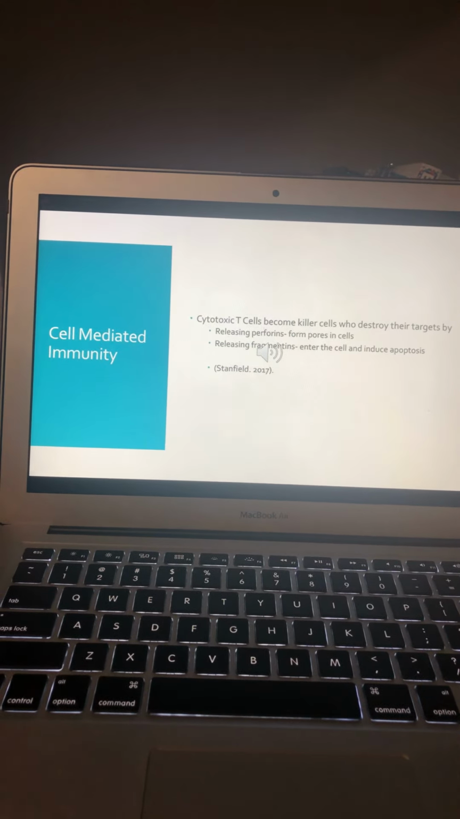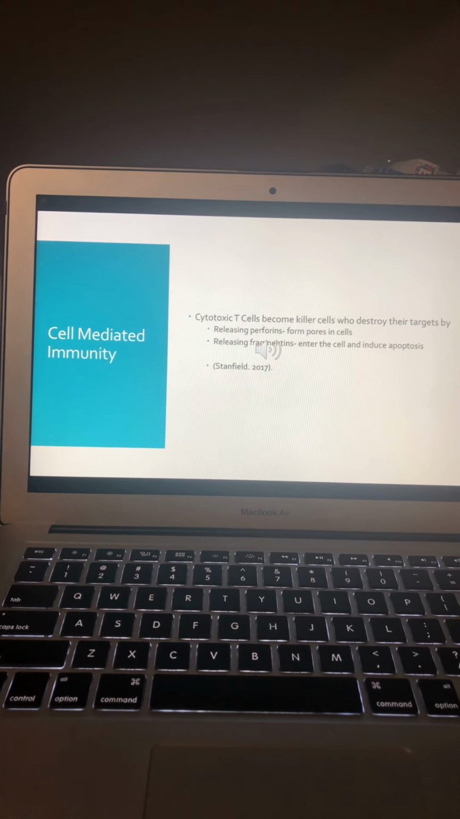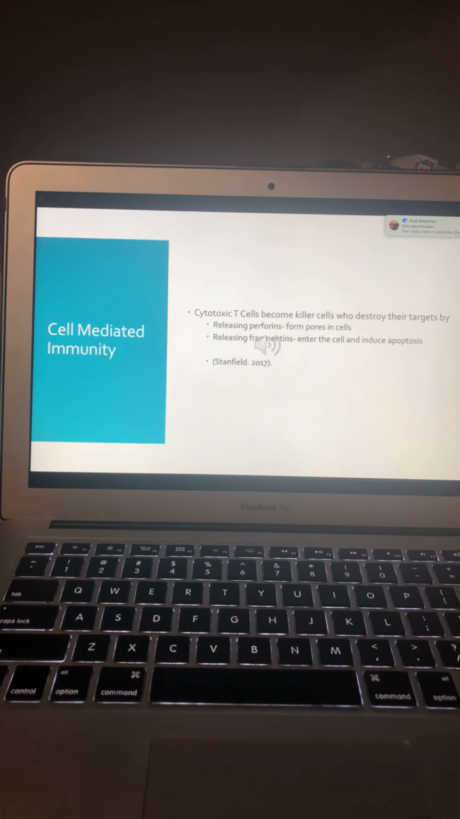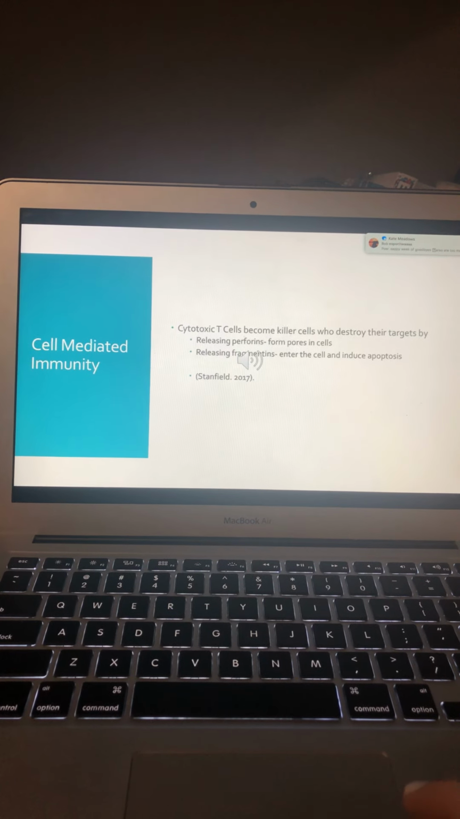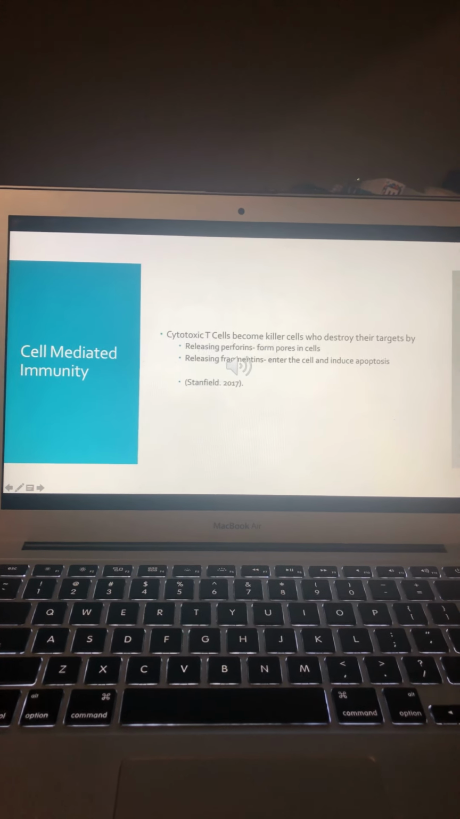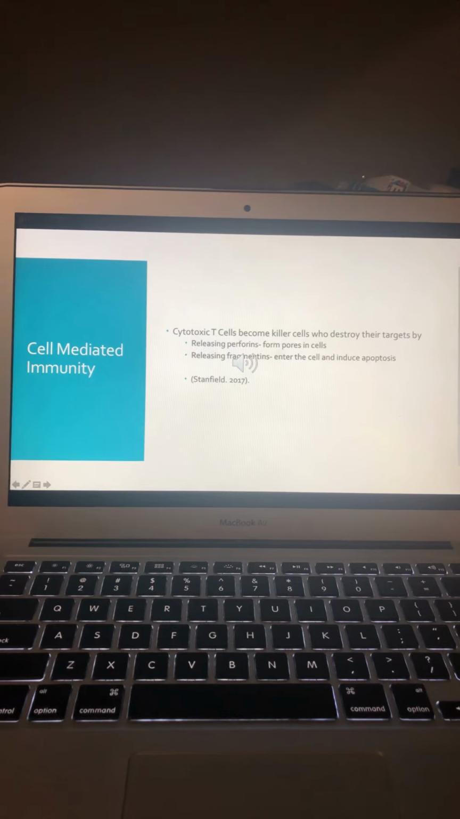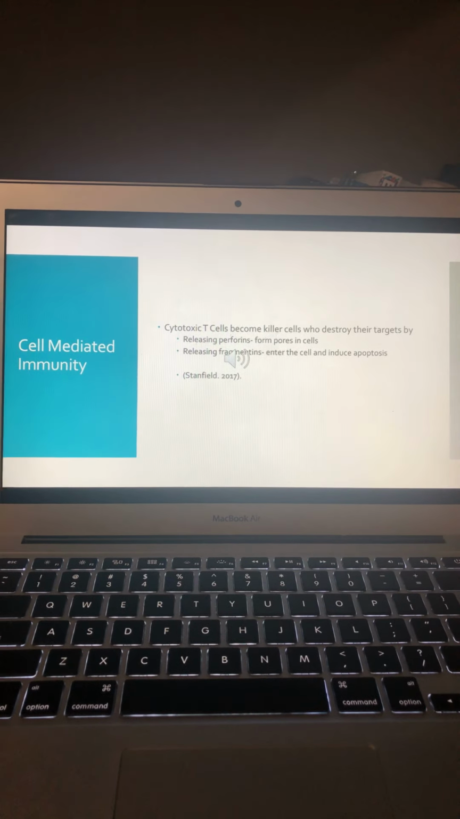Cell-mediated immunity. Cytotoxic T cells become killer cells who destroy their targets by releasing perforins and fragmentins. Perforins form pores in cells, while fragmentins enter the cell and induce apoptosis.